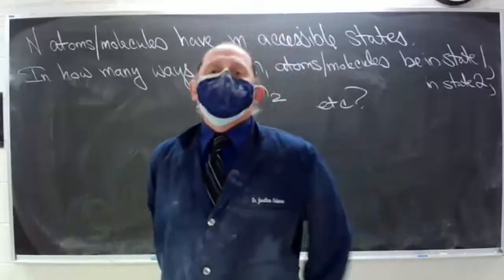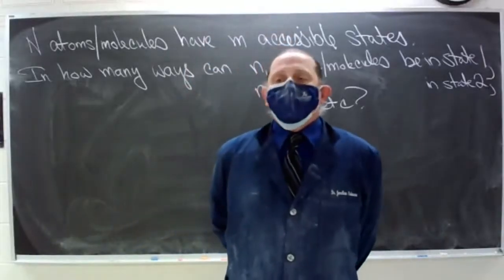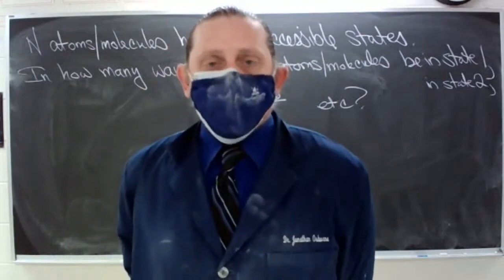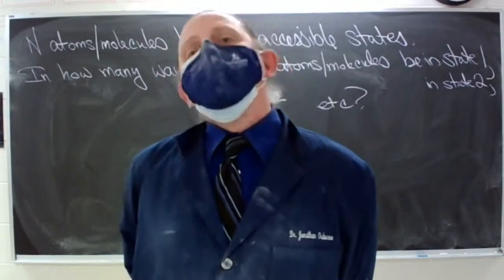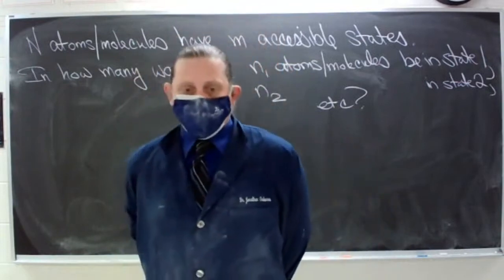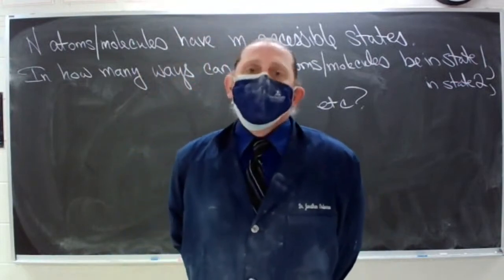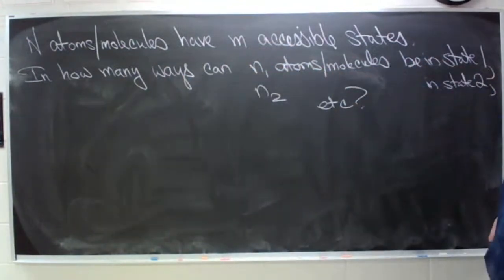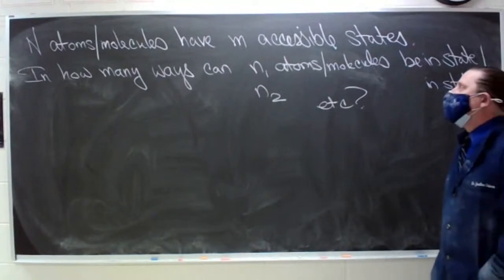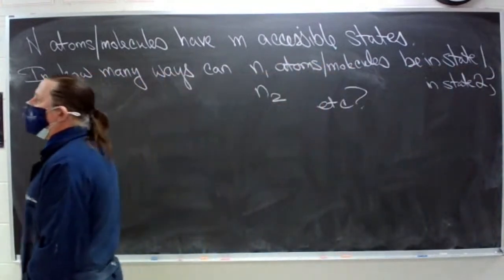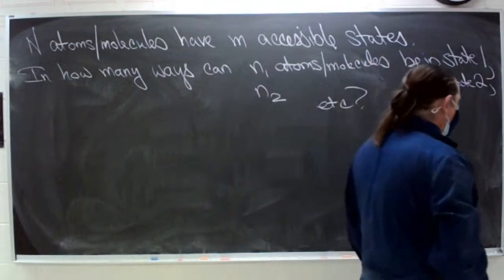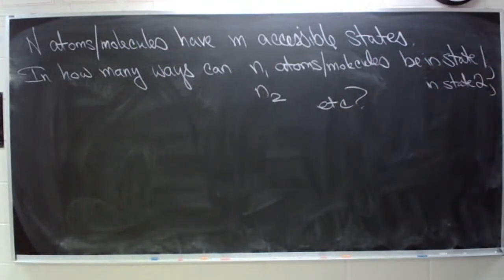All right, so we were discussing why it is that we expect certain things to happen and not other things. And we said it had to do with probability. So with that in mind, suppose that we're given n atoms and molecules with m accessible states. And we'd like to know in how many ways can we put n1 atoms, molecules, in the first state, n2 in the second state, and so on and so forth.